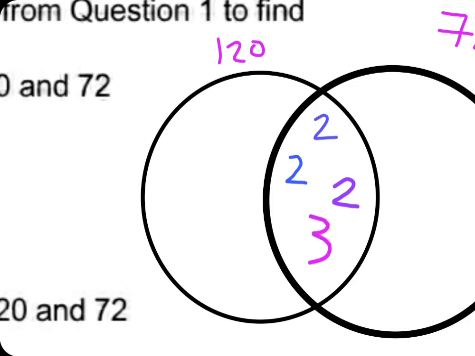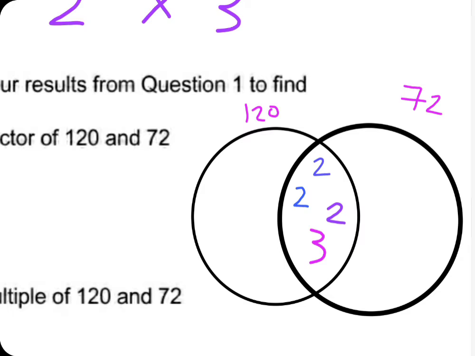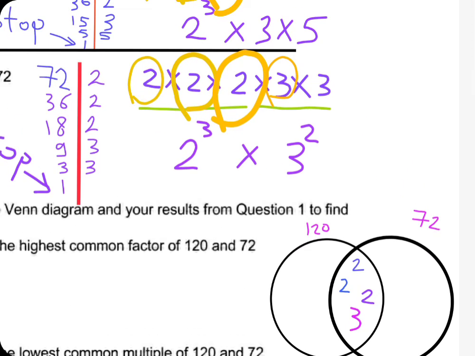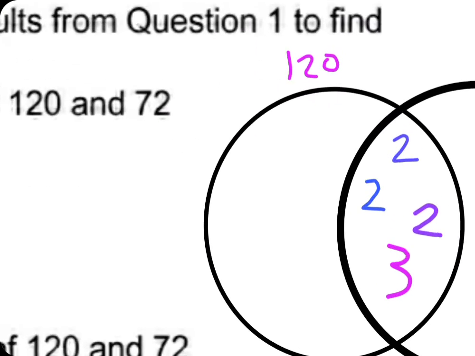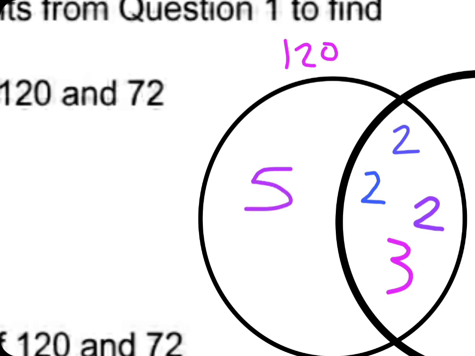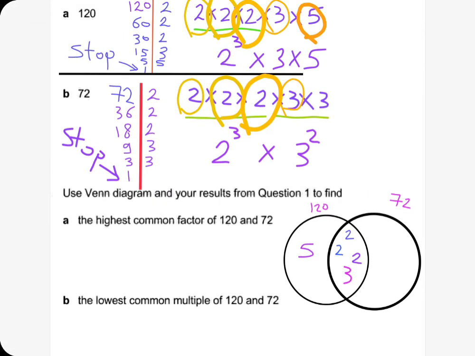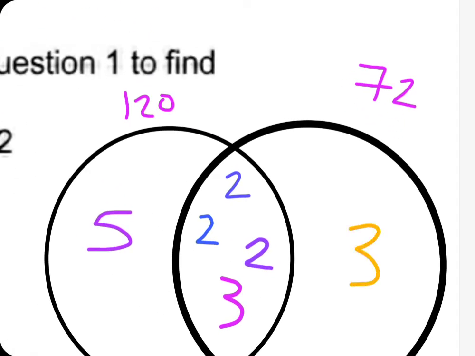So the first step that we did, we took what's common between the two numbers and put them in the middle because it's common between them. And then what we left with 120, we put it here. And what we left with 72, we put it here. Now let's take a look at the ones we left with 120. Very good, we left the 5, so we put it here. And what we left with 72, very good, we left another 3, so we put it here.